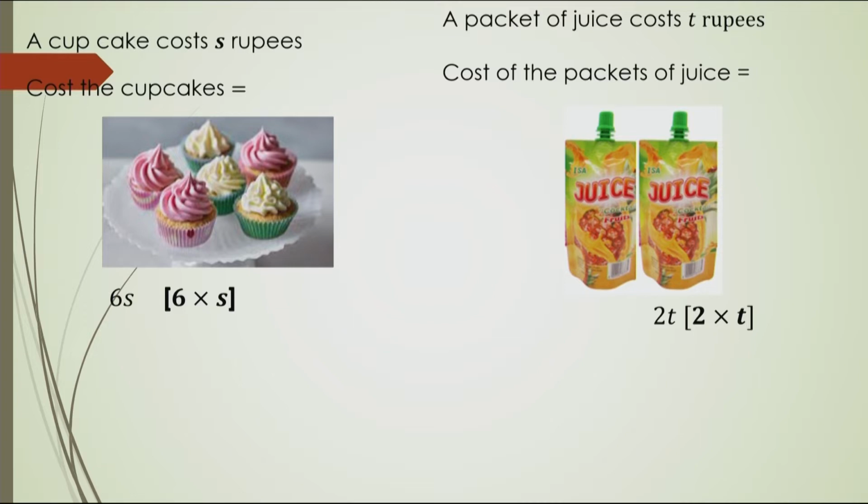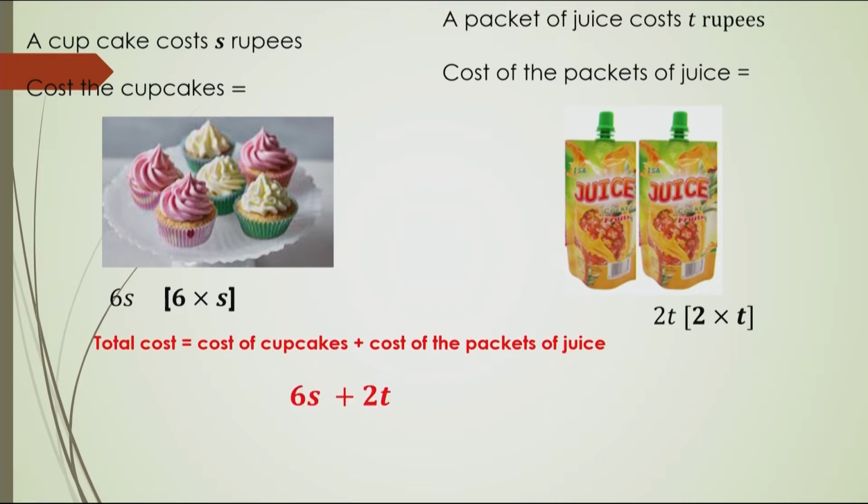Can you see the 2 now? Can I merge cupcakes and juice? Can never. Never bring cupcakes and make them juice, or bring juice and make them cupcakes. They remain as cupcakes and juice. So what does that mean? That you cannot add them together. They're 2 different things. So I've got 6S, which is for the cupcakes, plus 2T, which is for the juice. And that's my final answer.